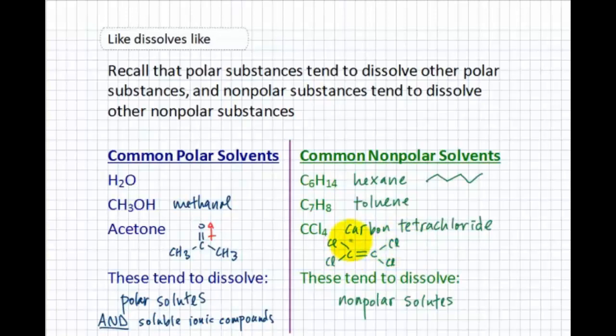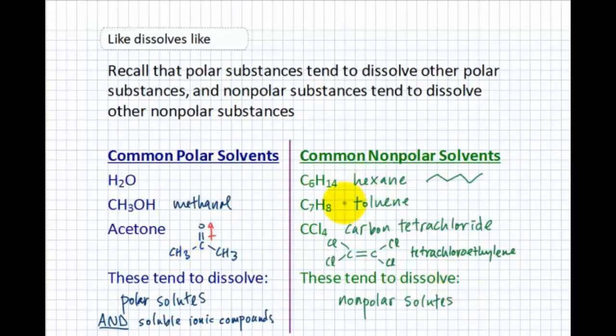It's a C=C double bond, tetrachloroethylene, but also nonpolar because you got 4 chlorines pulling out equally in 4 equal directions like that. Let's write that: tetrachloroethylene, but still nonpolar. So that's right now what's very commonly used for dry cleaning purposes. So polar things dissolve polar solutes, nonpolar things dissolve other nonpolar things.